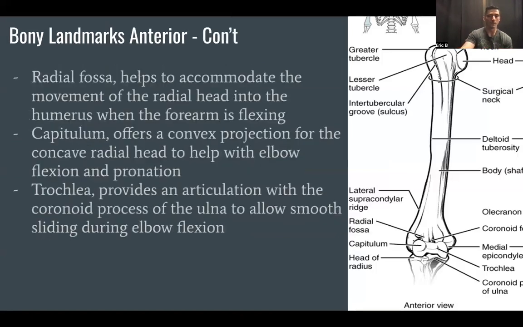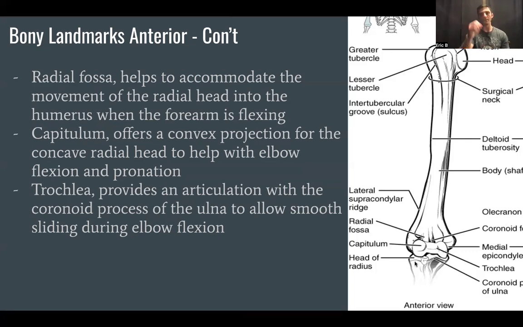So to continue on here, we also have the radial fossa. The radial fossa helps to accommodate some of that movement from the radial head when it's going into flexion of the humerus. The radial head is a concave surface, and the capitulum, which is what we're getting into now, is a convex projection. If we look at my cursor here, we have the capitulum, which looks like this rounded surface. We have the trochlea right over here. You can see the head of the radius is a concave surface, and the capitulum is a little bit more convex.